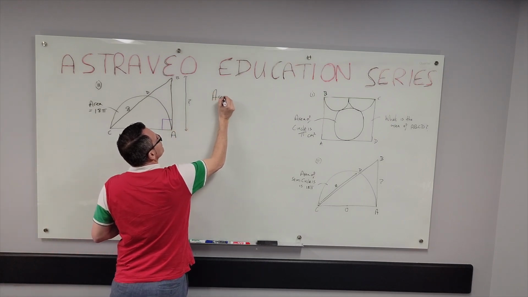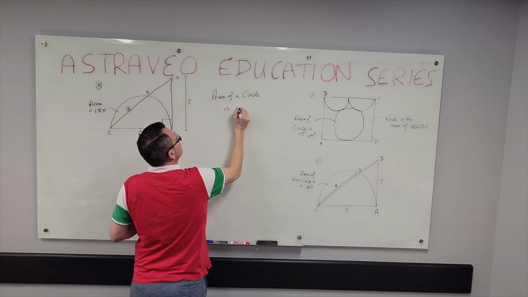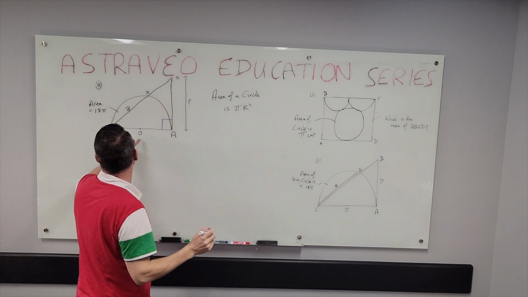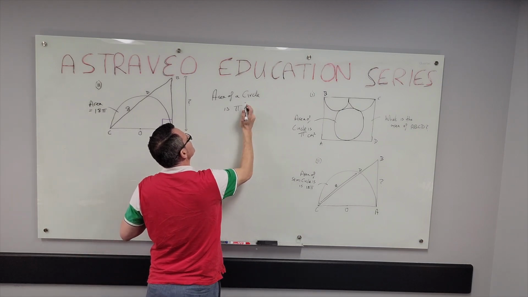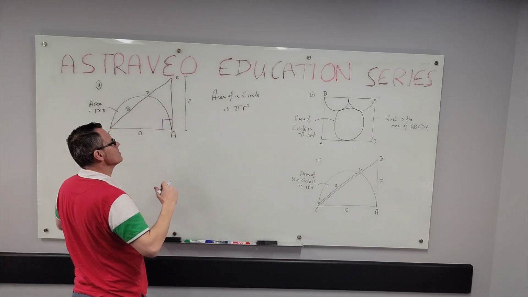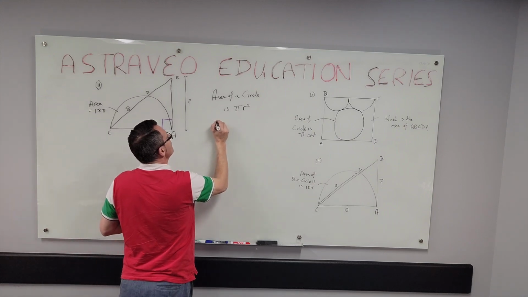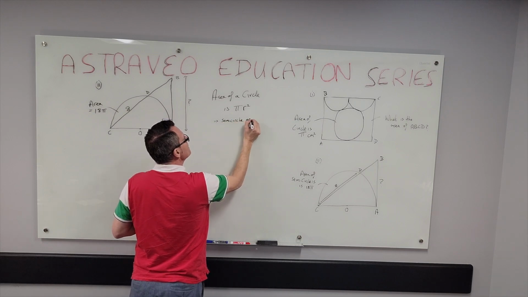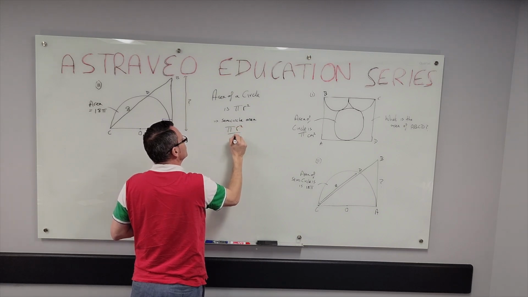So the area of a circle is pi r squared. I'm actually going to use a lowercase r, I think, partly because it's a small diagram, and a capital R seems to take up too much space. Now, don't forget, this is a semicircle. So the area of a semicircle must be half of that. Pi r squared divided by 2.